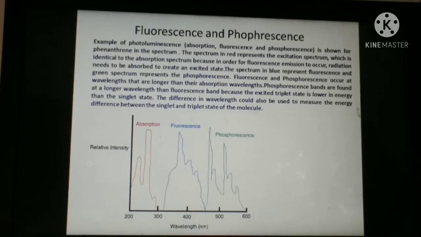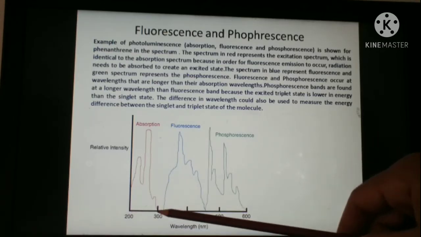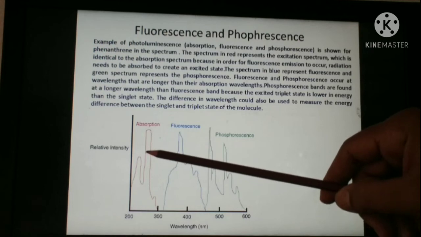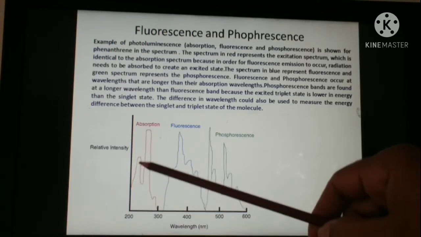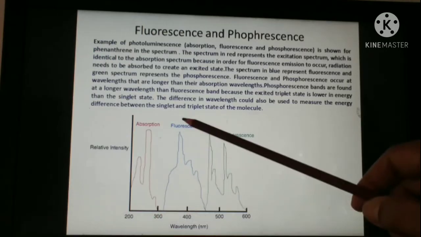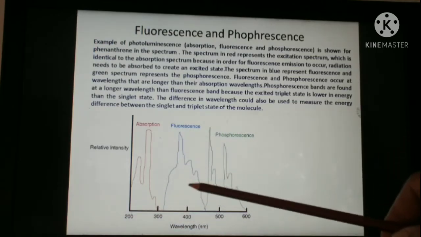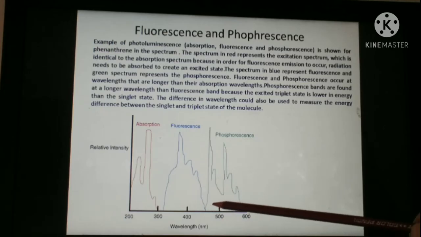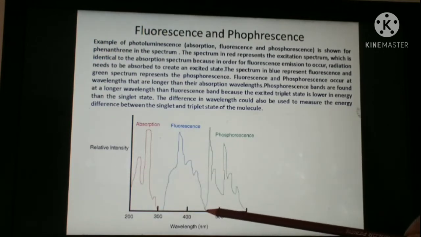Phenanthrene is an organic compound. When light energy falls, this is the absorption spectrum, which, if you see, starts from 200 to 300 nanometers. Absorption occurs at high energy, because if the wavelength is shorter, the energy is high. When fluorescence occurs, it occurs at lower energy compared to absorption. This is the fluorescence spectrum, you can see. And phosphorescence occurs at even lower energy compared to fluorescence and absorption, starting at roughly 460 and going to 600 nanometers.